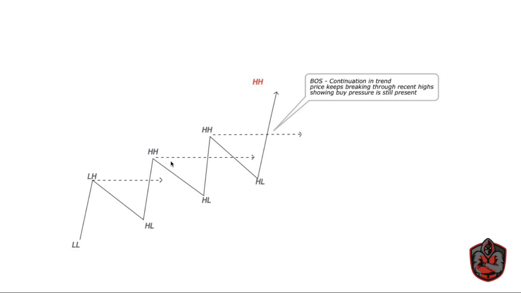Now, how do you know price is continuing its move to the upside? Once price creates that new higher high and prints that higher low, and then it impulses above that recently created higher high, that is identified as a break of structure. This break of structure signals a continuation in trend, because it shows that the buyers are still in power, as none of the lows were broken, only the highs were broken, which allows us to look for opportunities to buy into the market.